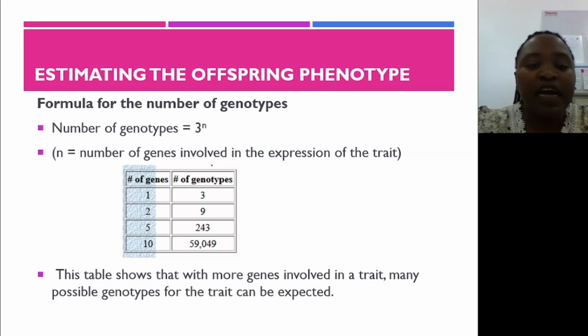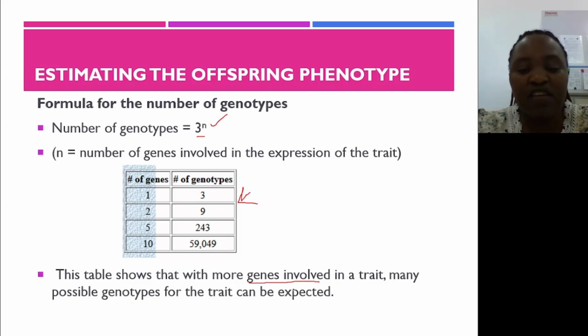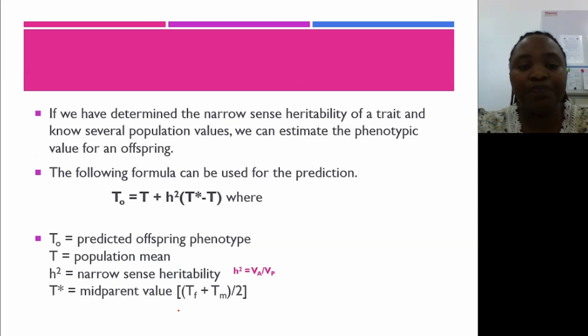So just to recap, when we looked at how we get the number of genotypes, we said that the number of genotypes is given by 3 to power n, and n is the number of genes that have been involved in the expression of that trait. We looked at this table of the various genes versus the many genotypes you're likely to have. This table shows that with more genes involved in a trait, many more possible genotypes are expected.